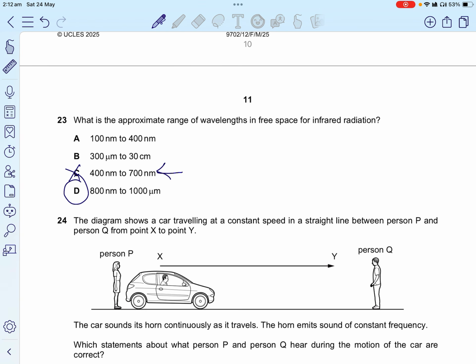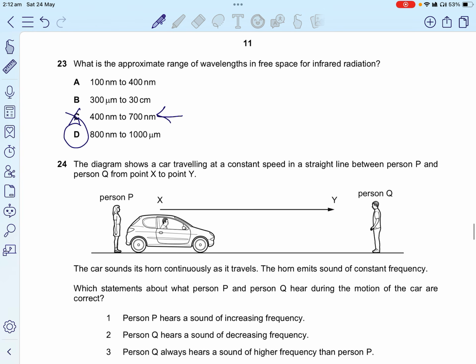Okay, I hope this is clear as well. Now, most of the time, you just have to learn all of these wavelengths. There's no real specific formula or trick that I'm aware of which could help you to learn them easily. But if there is, I will definitely share it before the exam.